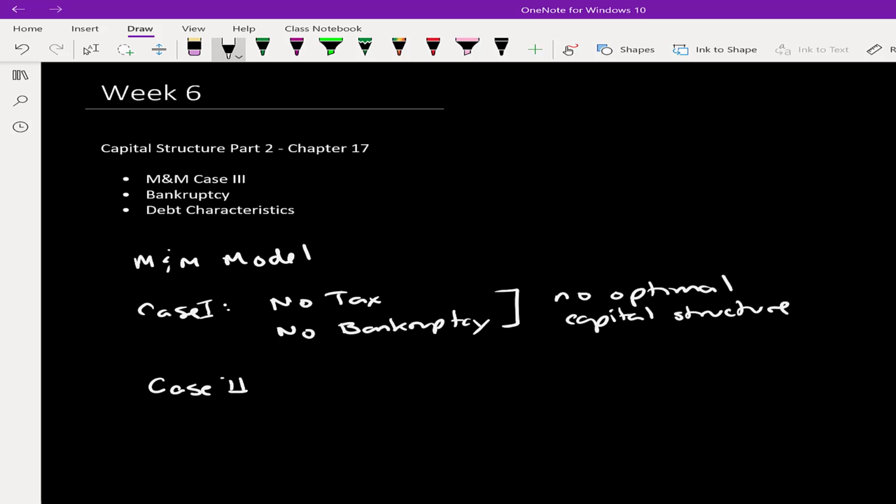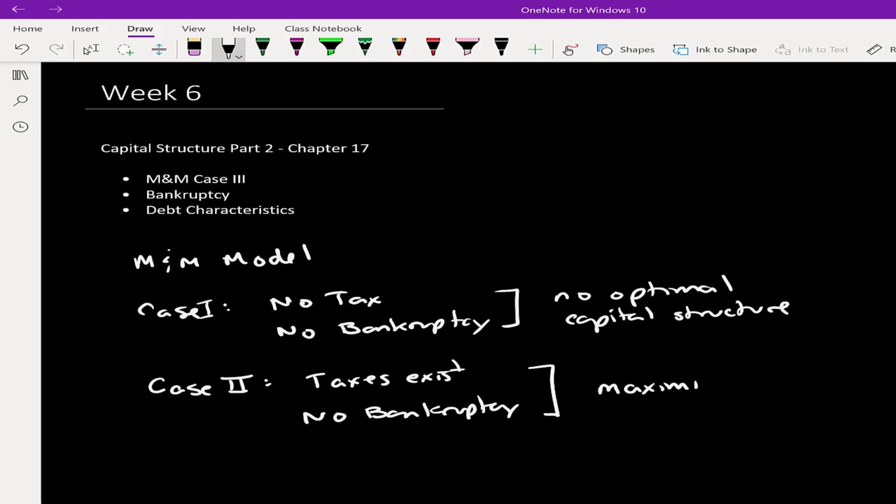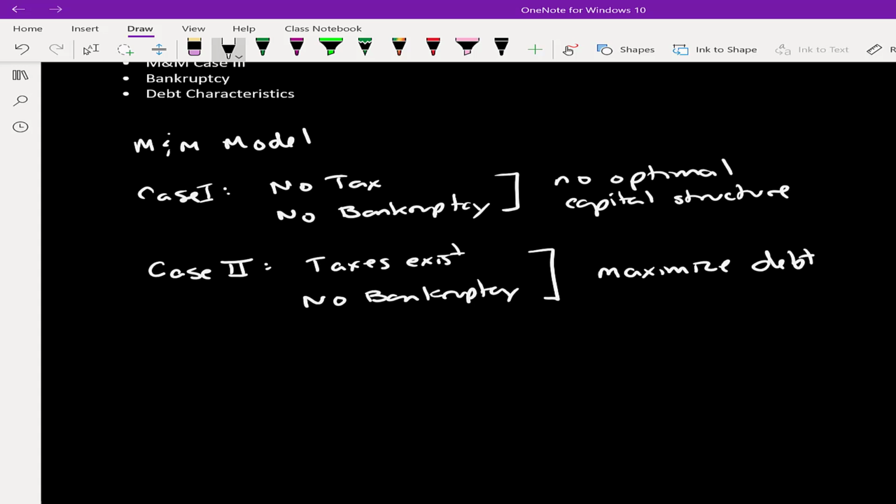And the reason it's unrealistic is because the assumptions are unrealistic. There are taxes in the world. So case 2 says taxes exist, but it's not possible to go bankrupt. Conceptually, there are formulas in this one, which I won't go over now, but what this is saying is you would maximize debt. And that sort of makes sense, because if you were told that you can take as much debt as you want and you never really need to repay it, what should you do? You would maximize your debt. Case 3 is what we're going to talk about now.